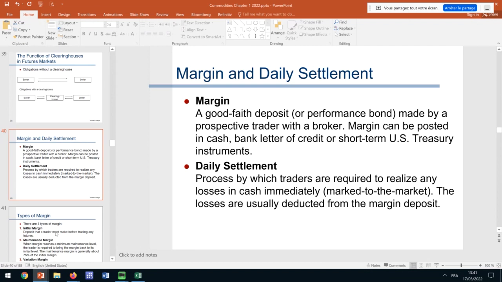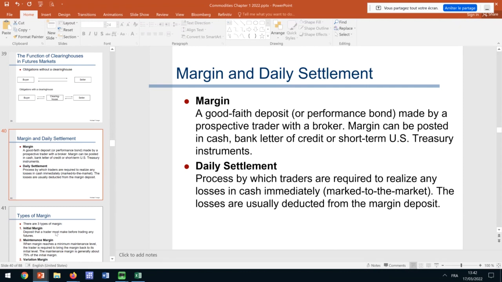So you have to deposit some money in an account at the clearinghouse, but that money is not the price you're paying for the futures contract. It's just a safety deposit. So that's the first thing. Then the second mechanism is this daily settlement mechanism. What is this daily settlement mechanism?